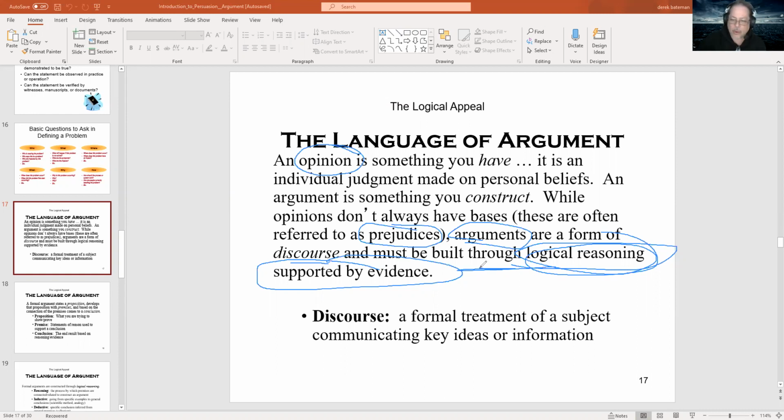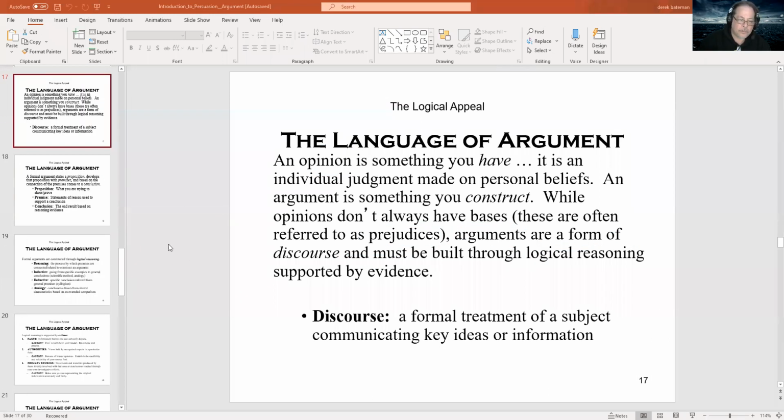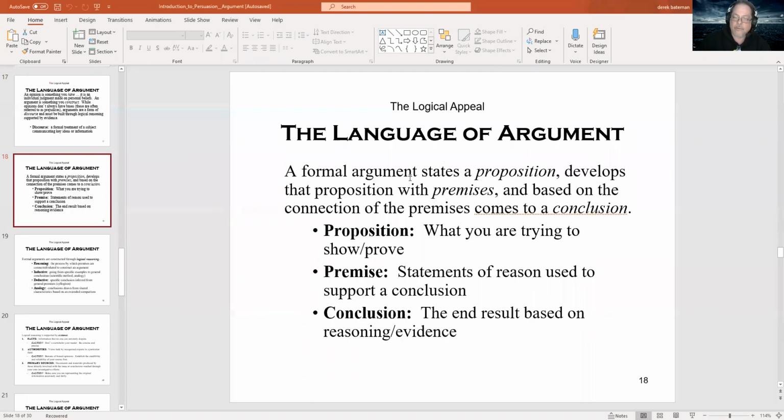What do we mean by discourse? It's a formal treatment of a subject communicating key ideas or information. Formal argument states a proposition, develops that proposition with premises, and based on the connection of the premises comes to a conclusion. This is standard logic. The proposition is, what are you trying to prove?